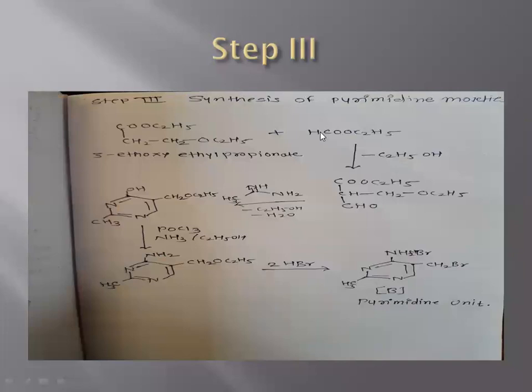Okay, next, synthesis of the pyrimidine moiety. For this synthesis, as we said, we have two moieties. The first one was a thiazole and the second one is a pyrimidine. We got the thiazole in the last step.